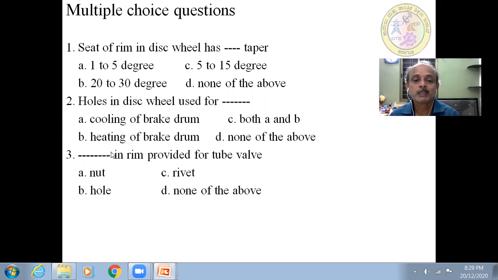Next, question number 3, a dash in the rim provided for the tube valve. What is exactly provided? Option A is nut, B hole, C rivet, and D none of the above. The thing provided here is B, hole in the rim is provided for the tube valve. So the valve should come out, and for that purpose, hole is provided. B is the correct answer.